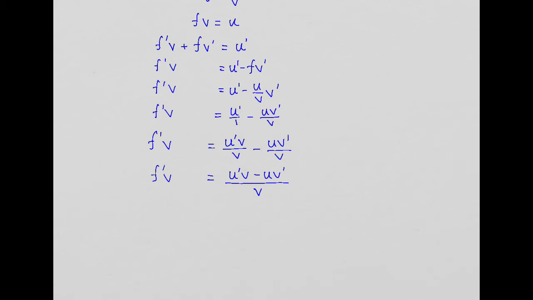Next, we have to isolate f prime. That means we have to divide by v on both sides. So we're going to have f prime equals u prime v minus u v prime over v, and divided by v really means times by 1 over v. So then we are going to have f prime equals u prime v minus u v prime over v squared.